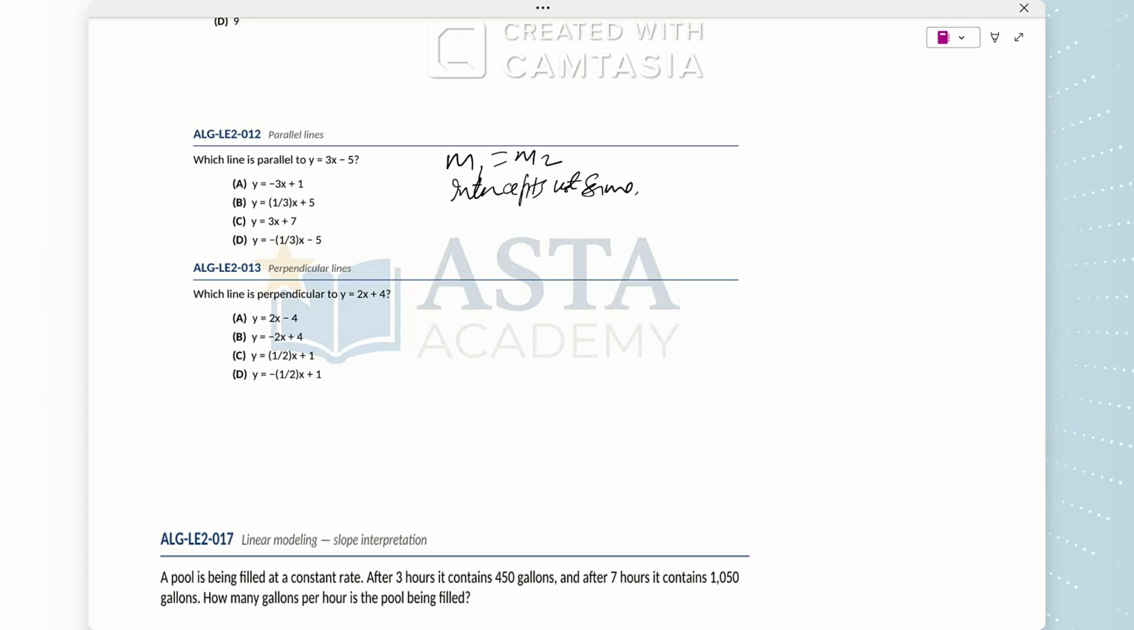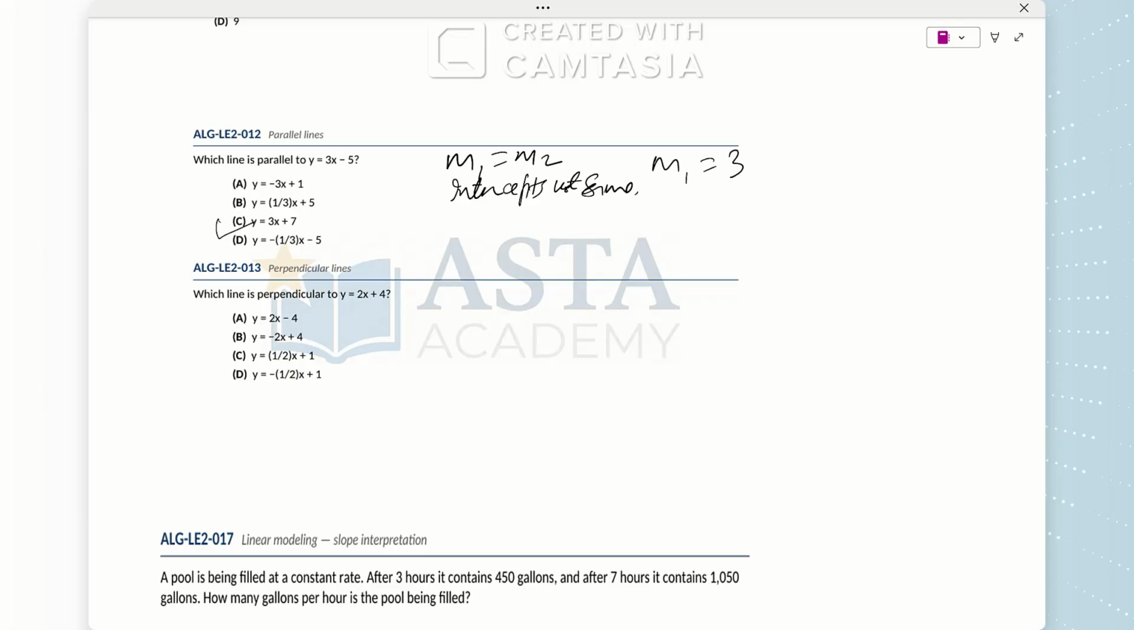So what is the slope of the line that is given to you? Slope is 3. In this question m1 is equal to 3. So now you just scan all the choices and find out which equation has a slope equal to 3. So you see that the answer is going to be C, because the coefficient of x is 3 in option C. Again, this should not take you more than a few seconds. Very easy question, this one.